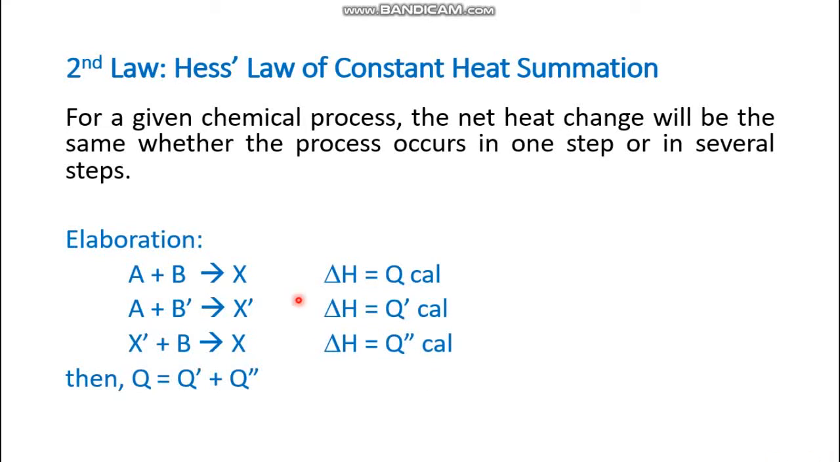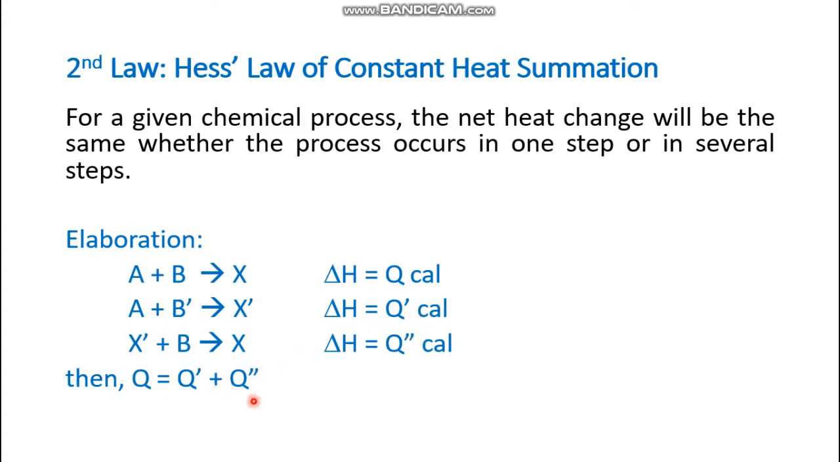So suppose A plus B are reacting to produce X, and the heat involved is Q calorie. Now if this reaction takes place in two steps, such as A plus B' equals X', and then X' plus B equals X, then the heat involved in the two steps separately, if they are Q' and Q'', then Q must be equal to Q' plus Q''.